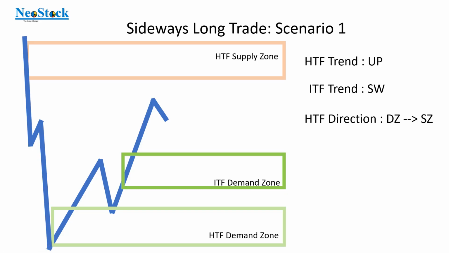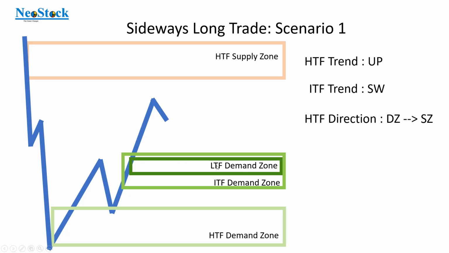Okay. Here one mandatory rule is our LTF demand zone should be in confluence with ITF demand zone. So here you have a LTF demand zone. Where is this LTF demand zone? This is overlapped with ITF demand zone. That is what zone confluence.